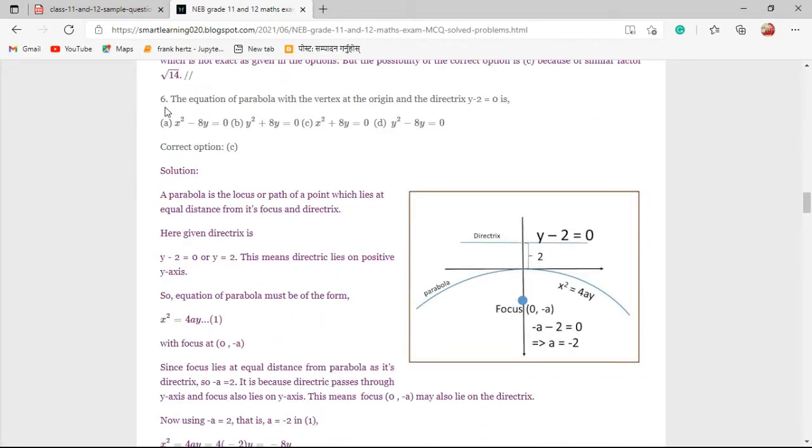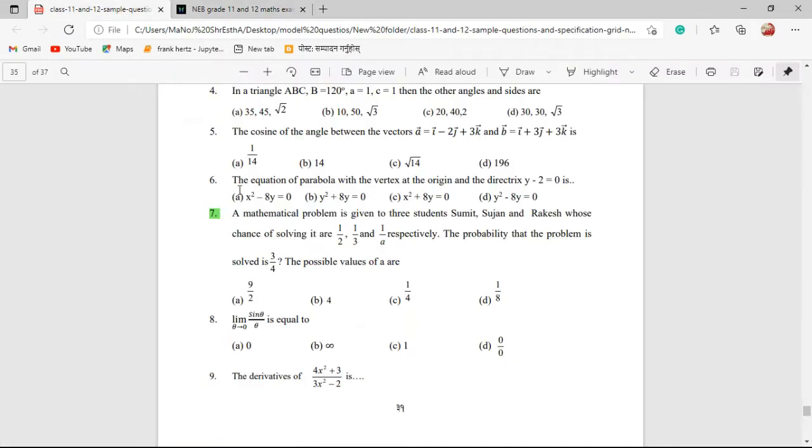Now move to question number 6. In question number 6 we have a parabola. The equation of the parabola with a vertex at the origin and the directrix y minus 2 is equal to 0 is given by, and we have been given 4 options. Any one of them is the correct option. So first of all we have to determine the equation of the parabola, using the properties, directrix given by this and vertex at origin.